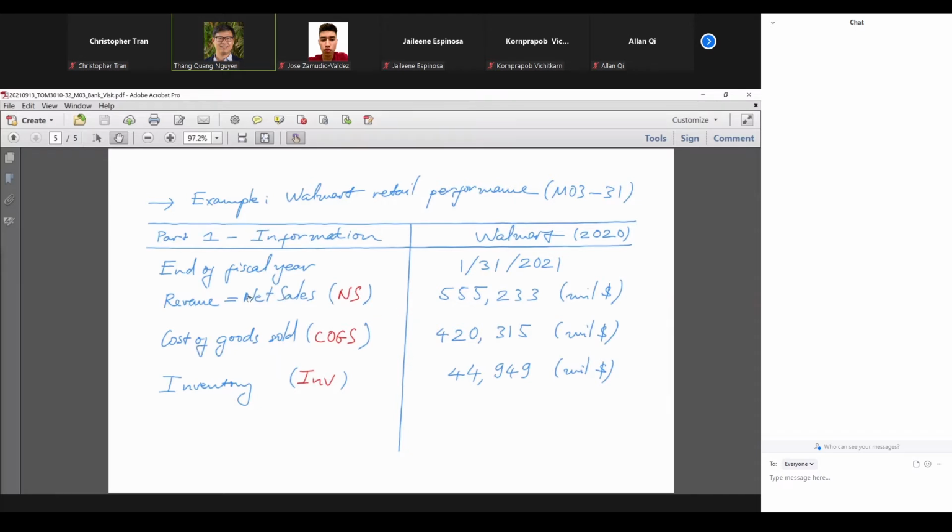So the difference between the revenue or net sales and cost of goods sold is the following. The revenue includes the cost and the profit, and the cost of goods sold is only the cost of the merchandise that Walmart sold in 2020. So that's why the revenue number is way bigger than the cost of goods sold number. Based on these numbers, we're gonna do more calculation later on. So let me go back to the whiteboard, and then we work on this.